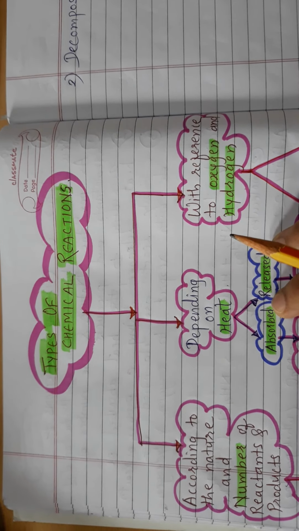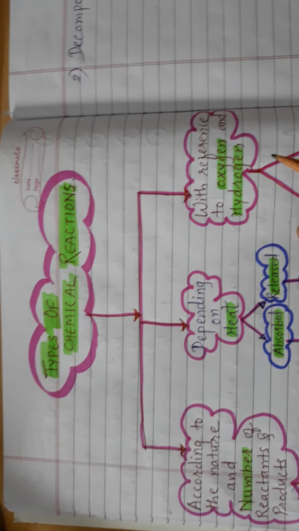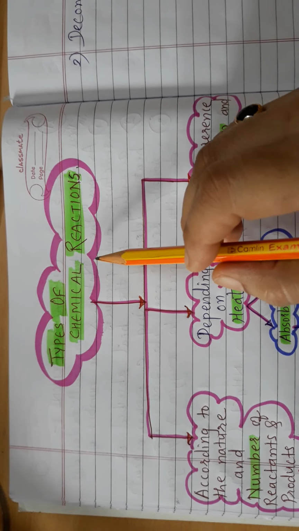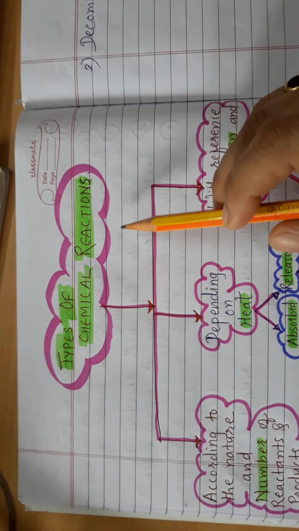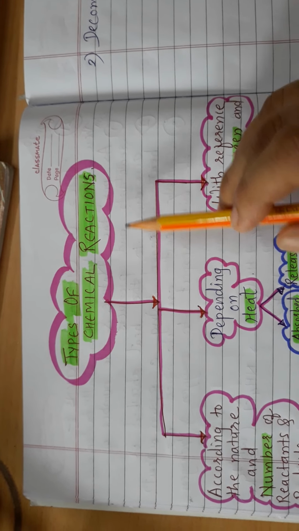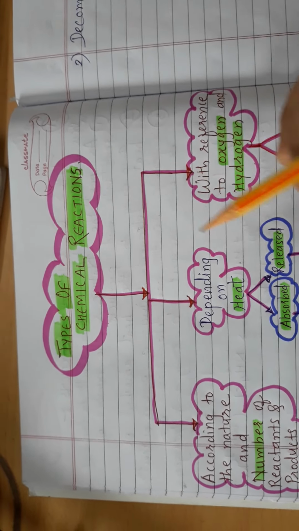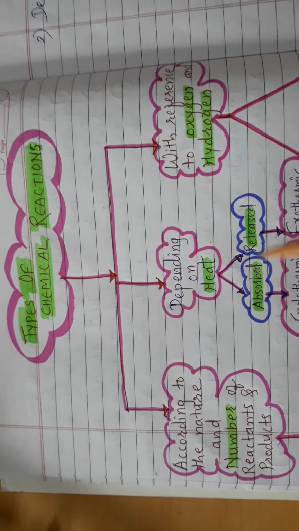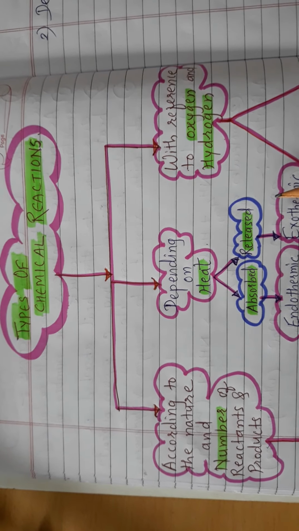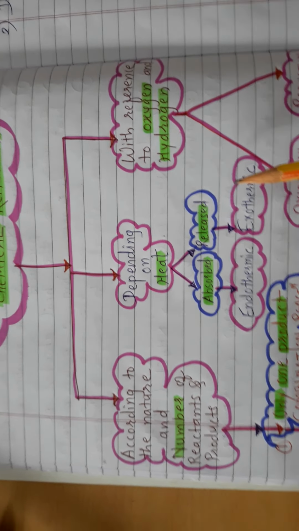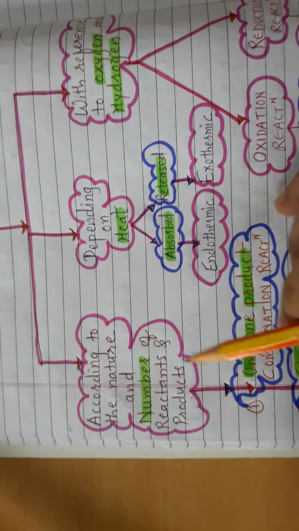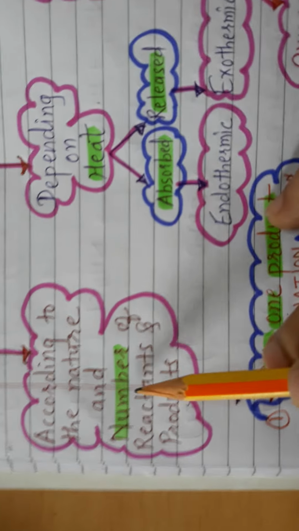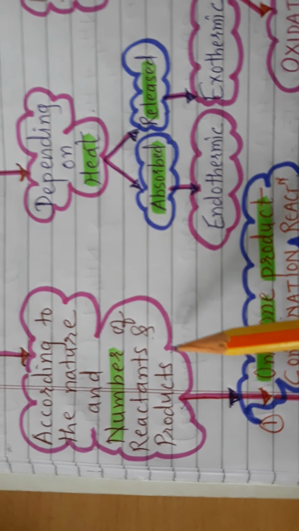Now we will study different types of chemical reactions. Chemical reactions are categorized in different types using certain criteria. In this chapter, we will study three main categories in which the chemical reactions are classified. So, the first criterion that is used to classify the chemical reactions is the nature and the number of reactants and the products.